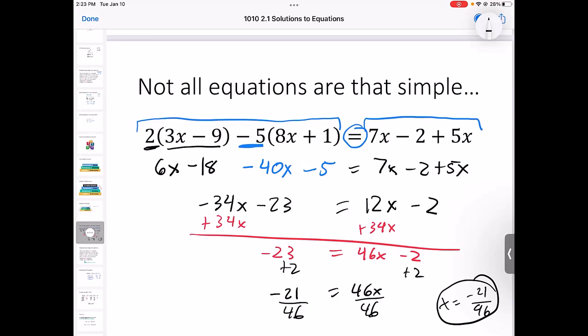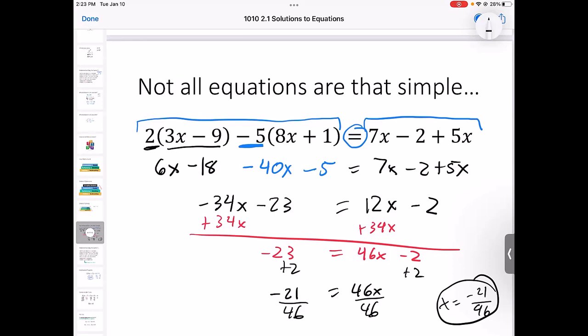But on your homework, your answers should tend to be whole numbers. And so I would recommend that you take whatever answer you get and plug it back into the equation to see if it really is a solution. So that's kind of the process of how we solve equations.